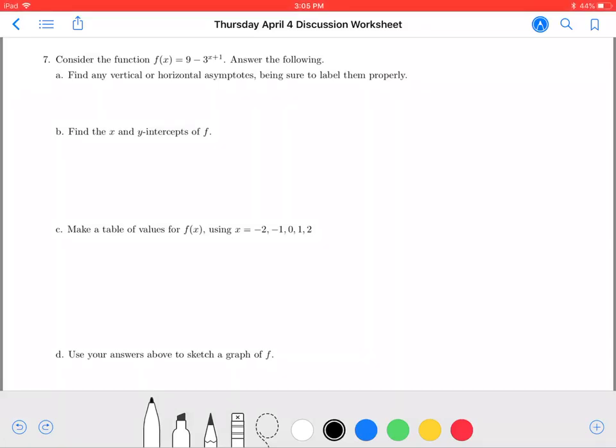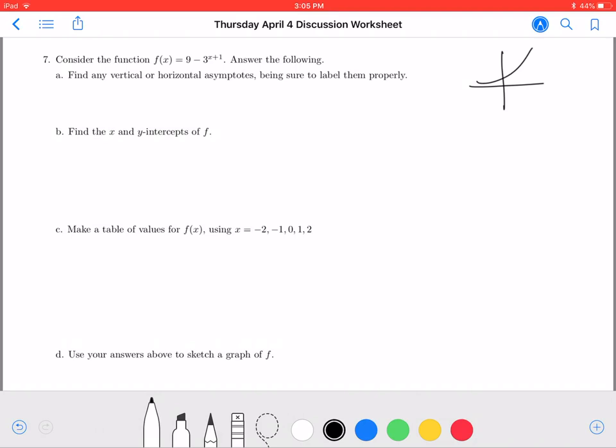In number 7, we're going to practice our graphing. We're looking at the function f of x is equal to 9 minus 3 to the power of x plus 1. Okay, so exponential function. How do I know? Because there's an exponent and the variable is in there.